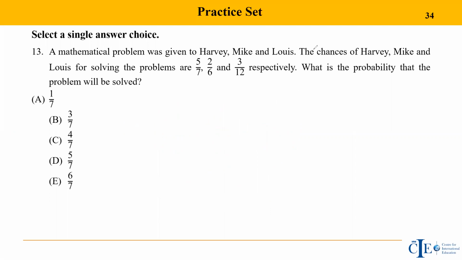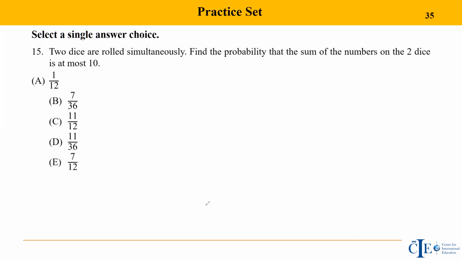Okay, so it's an at least one case. So for at least, it's always 1 minus none. That's the shortest and the fastest route.